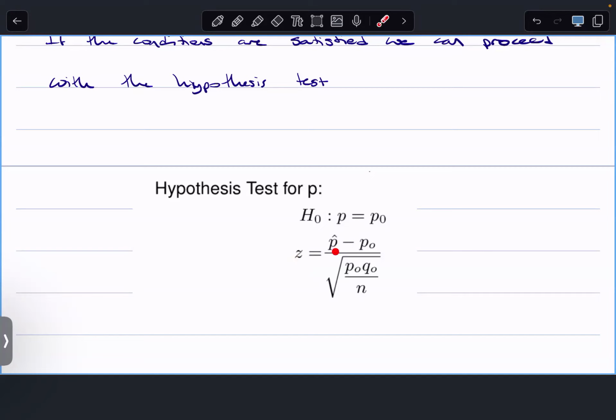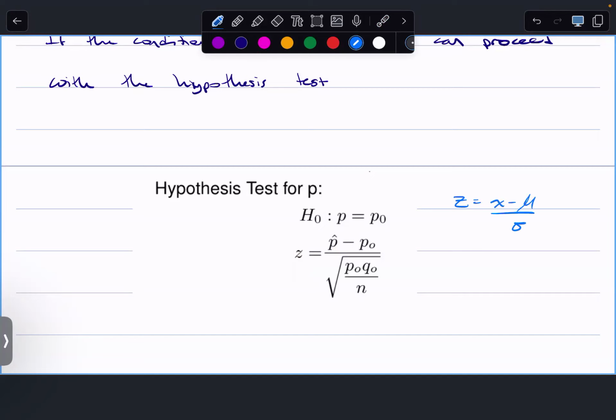We know what P hat is. Remember what Z did before? Z, just as a little side note here, we used Z as X minus mu over sigma. But what did we really say? We said, okay, what we want to know is how many standard deviations is X from mu, right? Now, if we apply this to this mess over here, really all we're saying is, okay, how many standard errors? This is going to be your standard error.